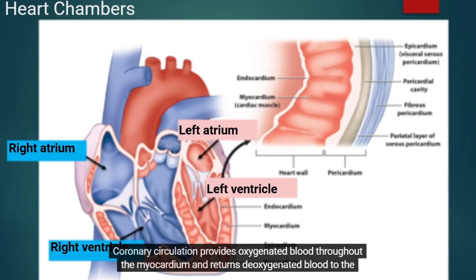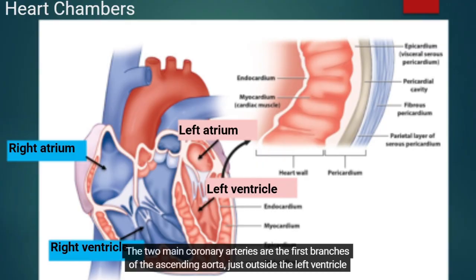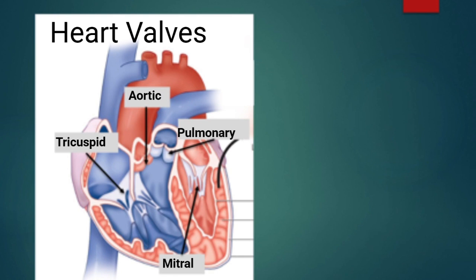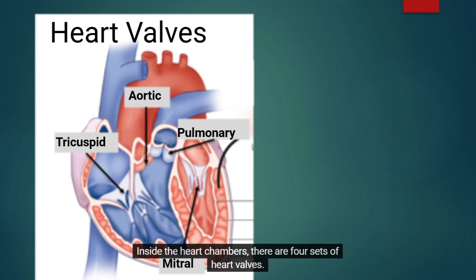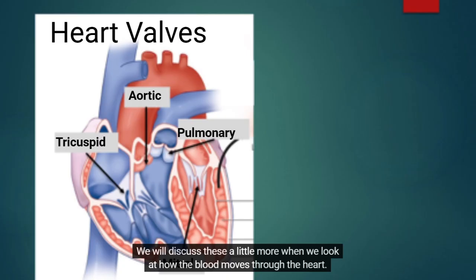Coronary circulation provides oxygenated blood throughout the myocardium and returns deoxygenated blood to the right atrium via the coronary sinus. The 2 main coronary arteries are the first branches of the ascending aorta, just outside the left ventricle. Fig. 21.1. Inside the heart chambers, there are 4 sets of heart valves: the tricuspid valve, the pulmonic valve, the mitral valve, and then the aortic valve. We will discuss these a little more when we look at how the blood moves through the heart.